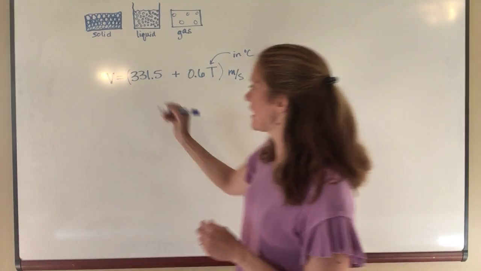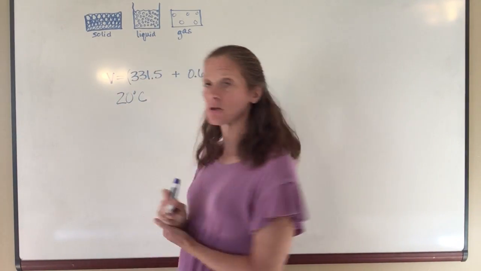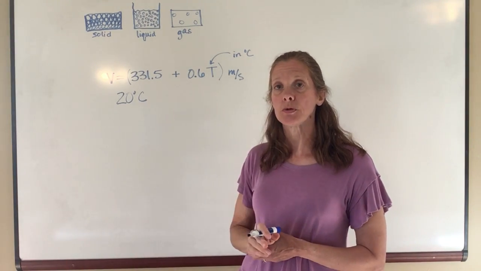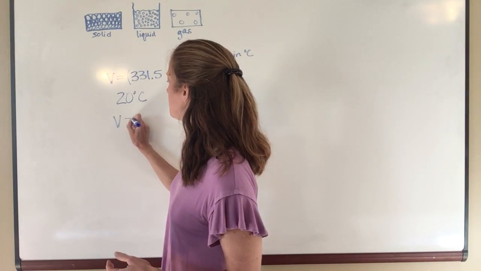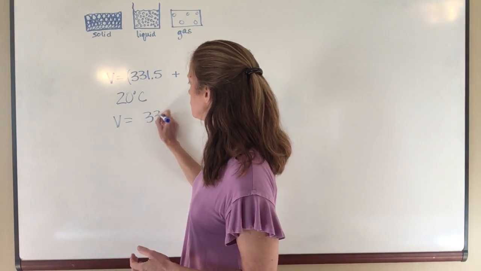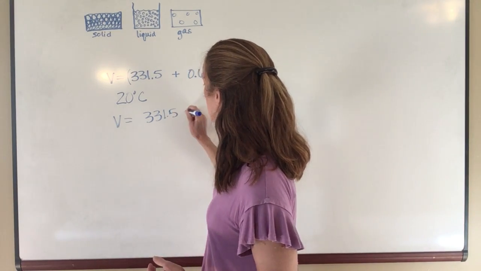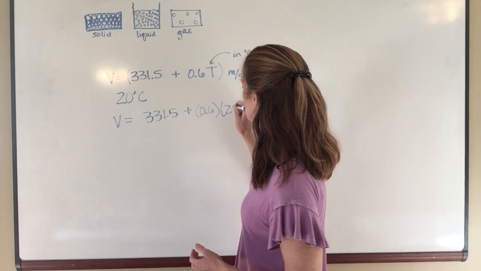So let's say that the temperature outside is 20 degrees Celsius, and let's figure out what the speed of sound would be at that particular temperature. So what I'll do is take V equals 331.5 plus 0.6 times 20.